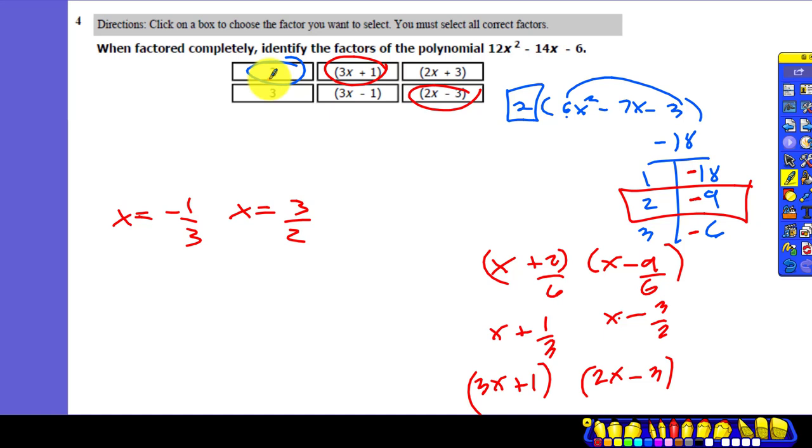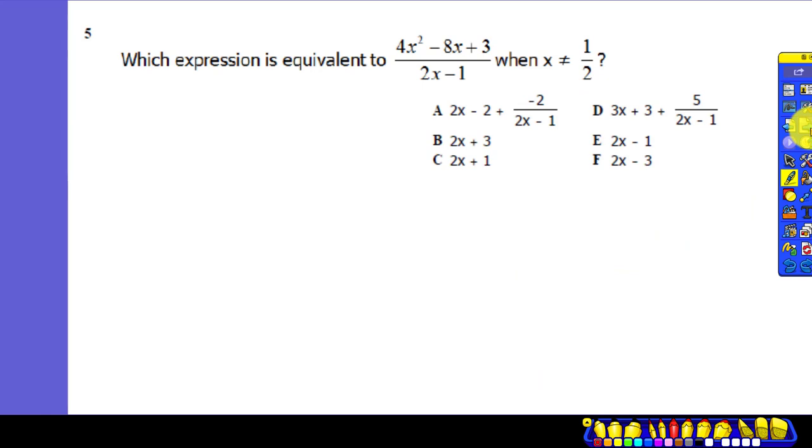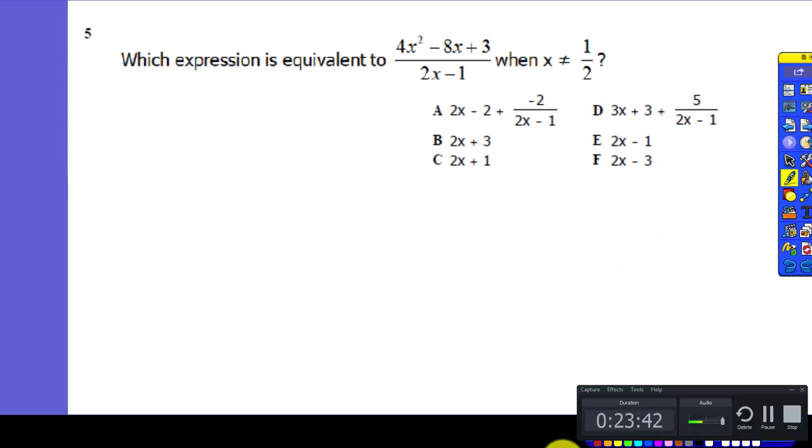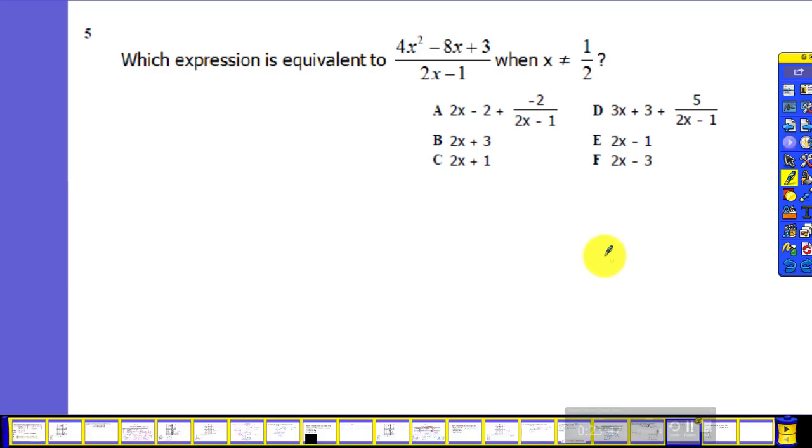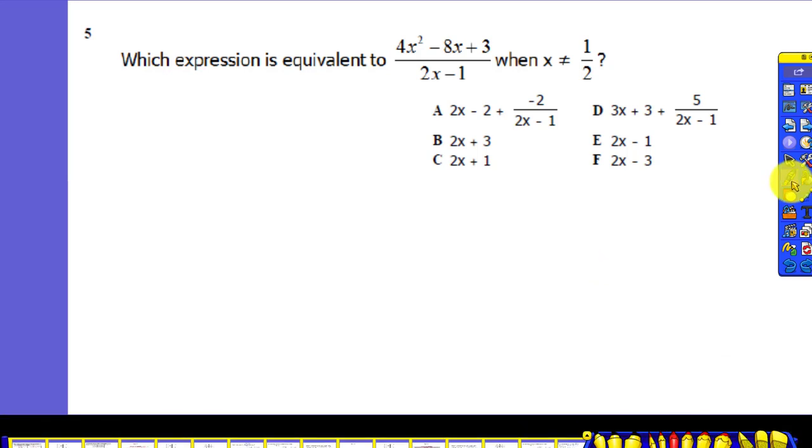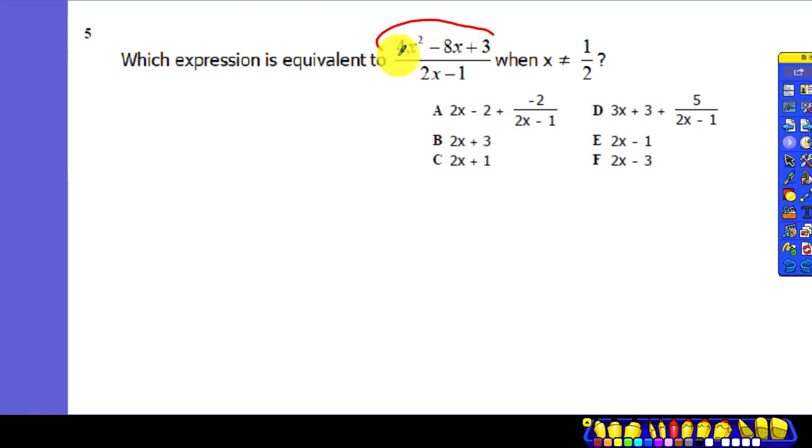So I would rather use factoring to solve number 4. All right, next one. Let's check the other. Go ahead and try to factor the numerator. It's good practice using factoring trinomial. So when you are dividing a polynomial with a binomial, you need to factor this one first.